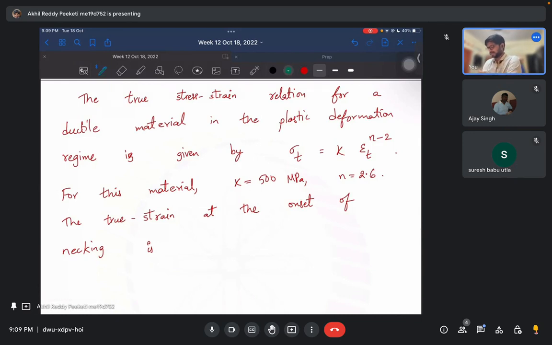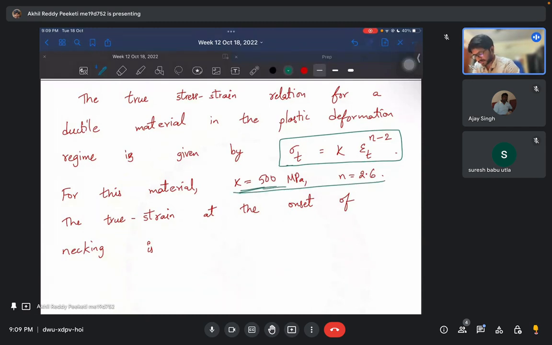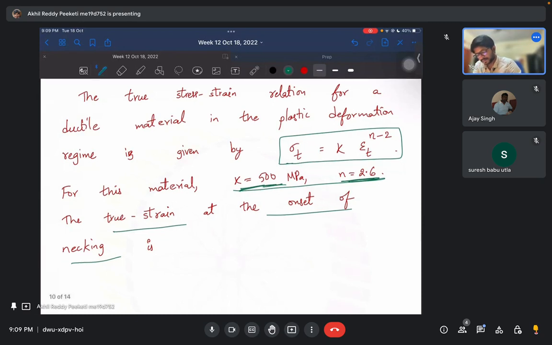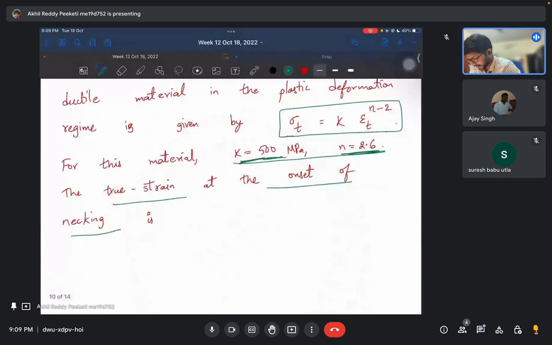So next question. True stress strain relation for a ductile material in the plastic deformation regime is given by... So they have given the relation between true stress and true strain. Now the exponents are also given. The unknown coefficients are also given, K as 500 MPa and N as 2.6. The true strain at the onset of necking. So can anyone tell me what would be this?